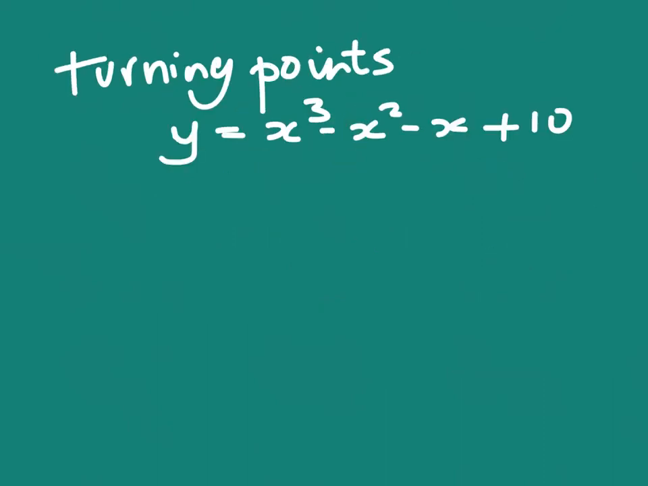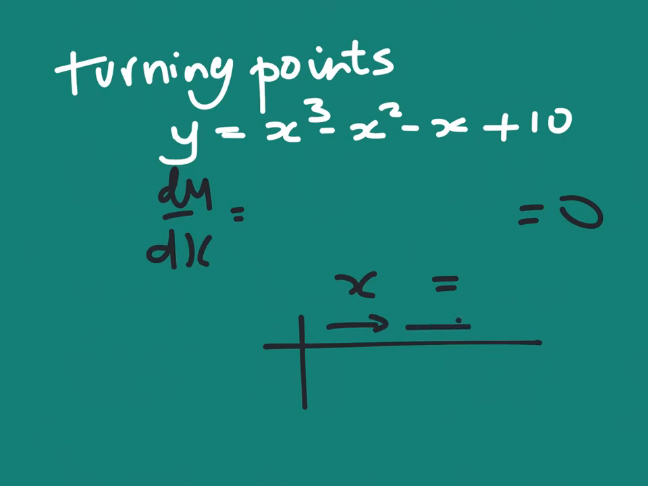Let me find the turning points. That should be fairly easy and straightforward for us to get. dy by dx equals, put it equal to 0, get your x numbers, do your nature table, all that stuff, draw your wee lines, and you'll have your answer. You know how to do that.